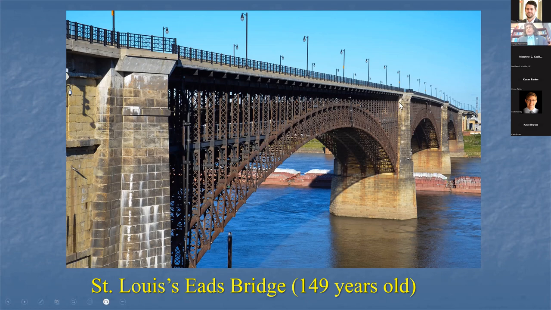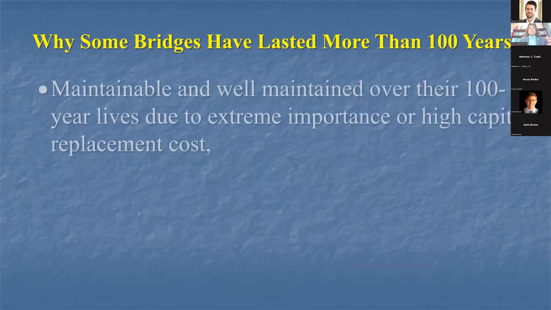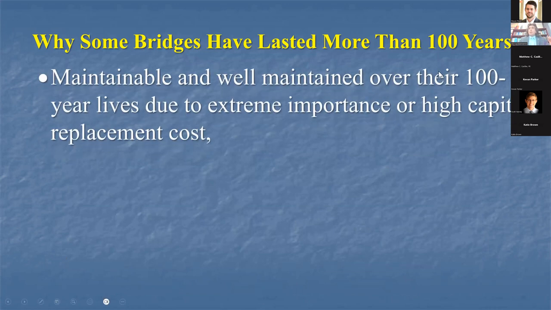I think another reason is the very heavy substructure that you see down here, very stocky. I think that also had something to do with the fact that these bridges have lasted so long. So anyway, we do have bridges that have lasted a long time, but if you look at it, a couple of things jump out. One is that the reason they have lasted more than 100 years is that they were maintainable and well maintained over their 100-year service life. It's not without the maintenance. So the maintenance really plays a big role.